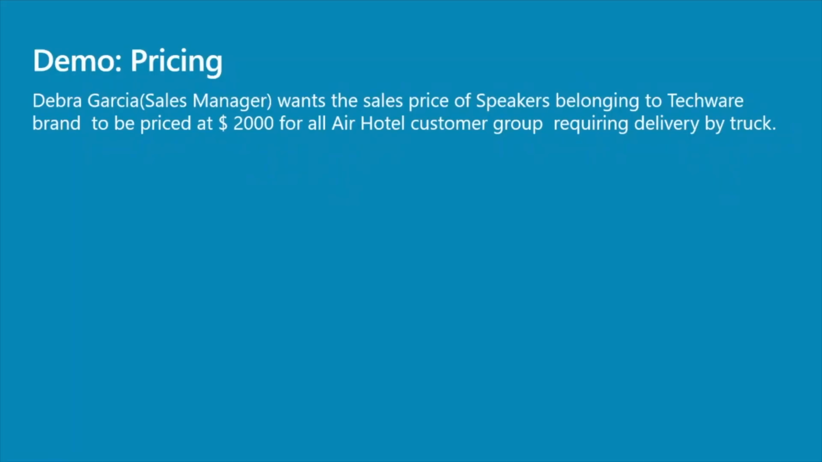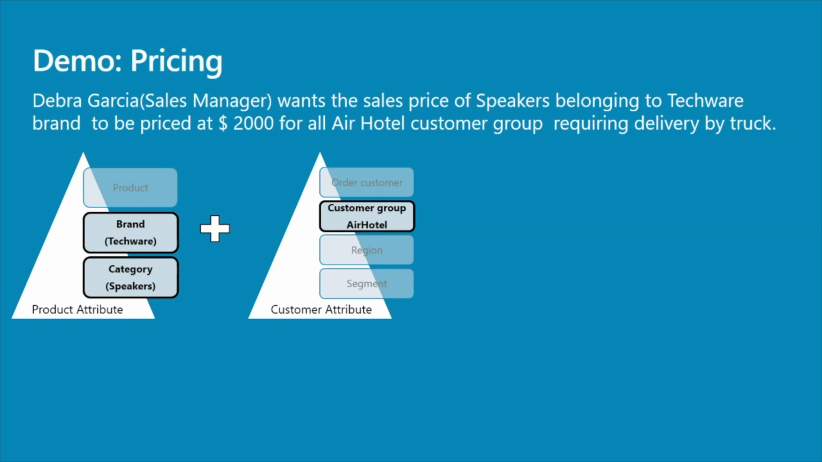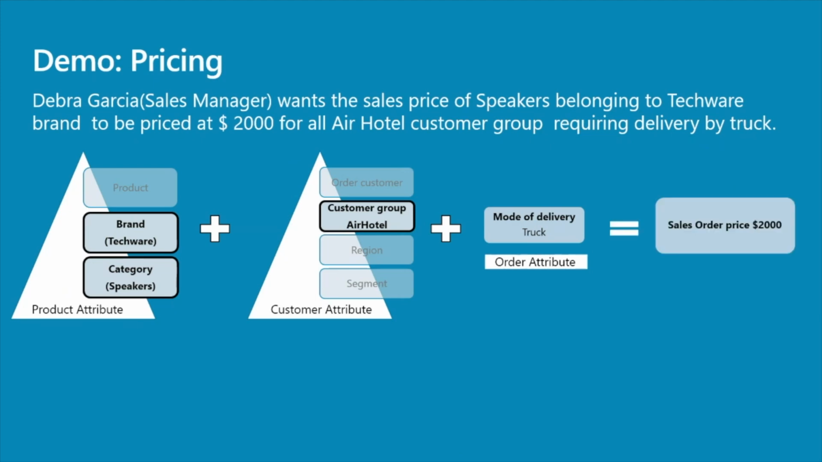Let's see a demo of this scenario where Vaghasia, who is a sales manager of Contoso Entertainment System, wants the sales price of speakers belonging to Techwear brand to be priced at $2,000 for all Air Hotel Group customers where the speaker needs to be delivered by truck. So as you can see, we have two product attributes. One, brand with value Techwear, and the other being product category with value speakers. And we have one customer attribute, which is the customer group with value Air Hotel, and one order attribute, mode of delivery with the value truck. Where a sales order is created with these attributes, we should have a price of $2,000.